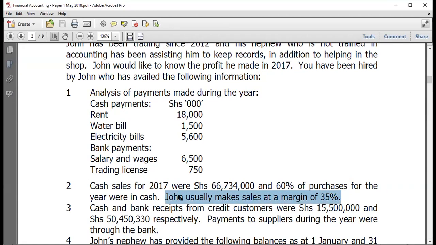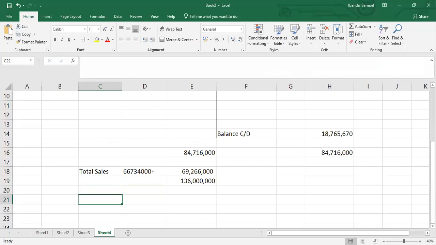Now, the reason why they have given you this value, they're telling you that John makes sales at a margin of 35%. So let's see what this means. When you come right here, they are telling us that our margin is 35%, okay?